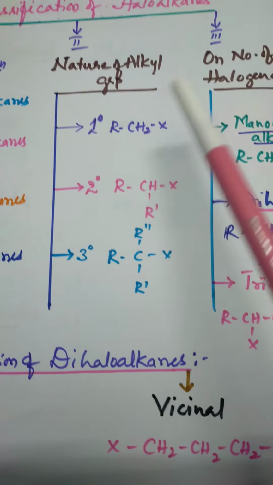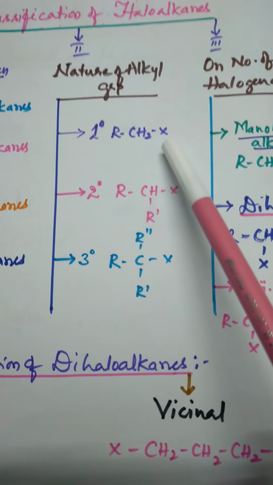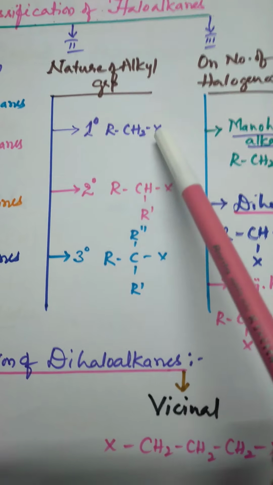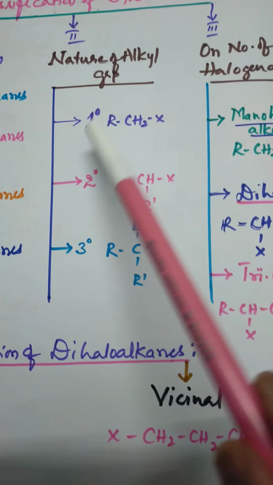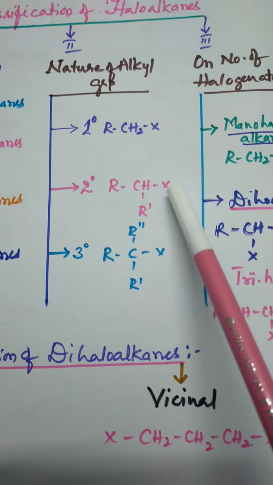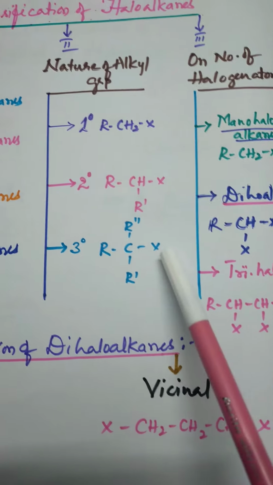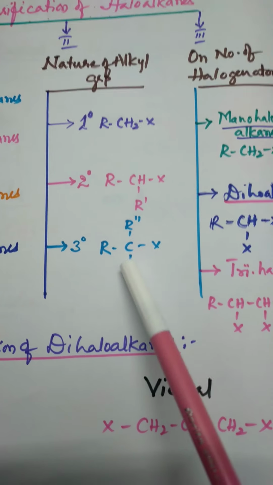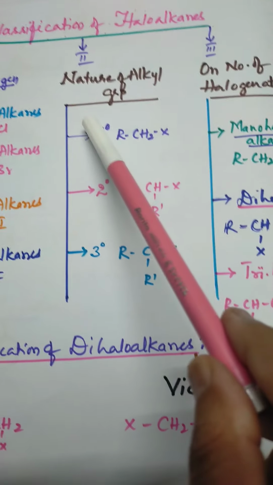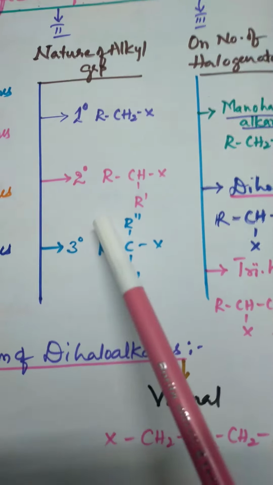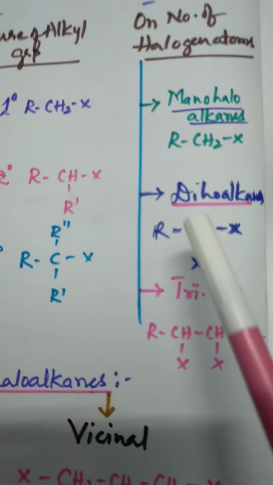We are now studying the nature of the alkyl group. Observe here, X is the halogen. X is bonded to one alkyl group, that is only one bond. That's called primary. If X is bonded to a carbon that has other carbon branches, that's called secondary. And if X is bonded to a carbon attached to three other alkyl groups, that's tertiary. So the second classification is primary, secondary and tertiary.